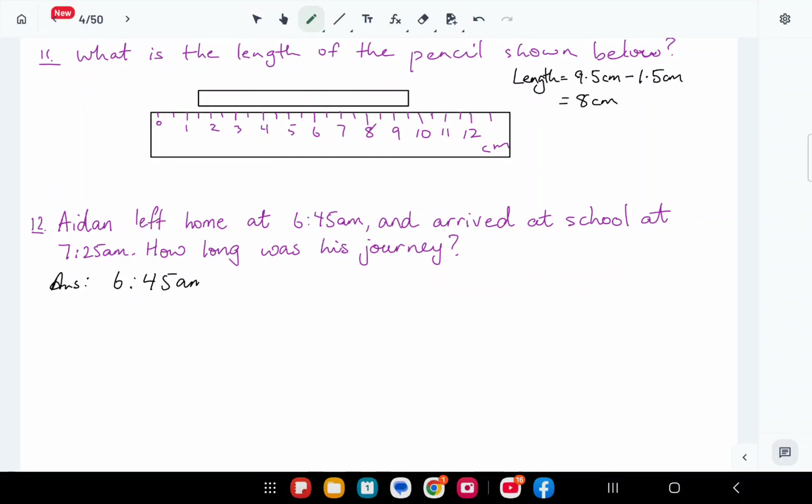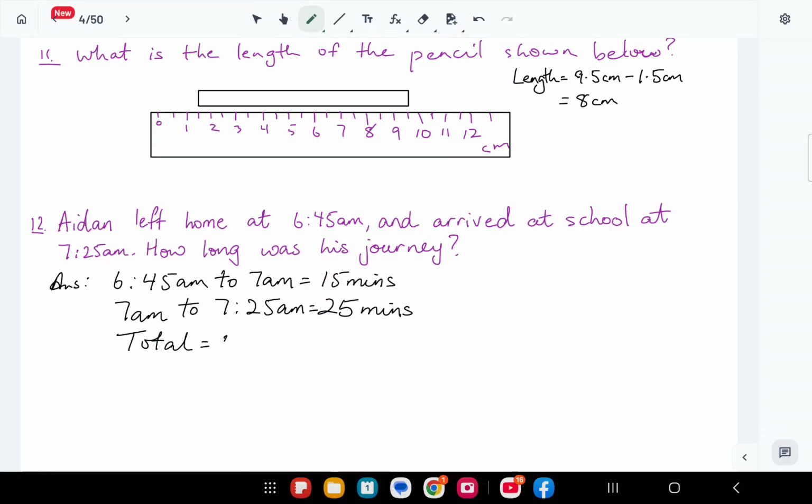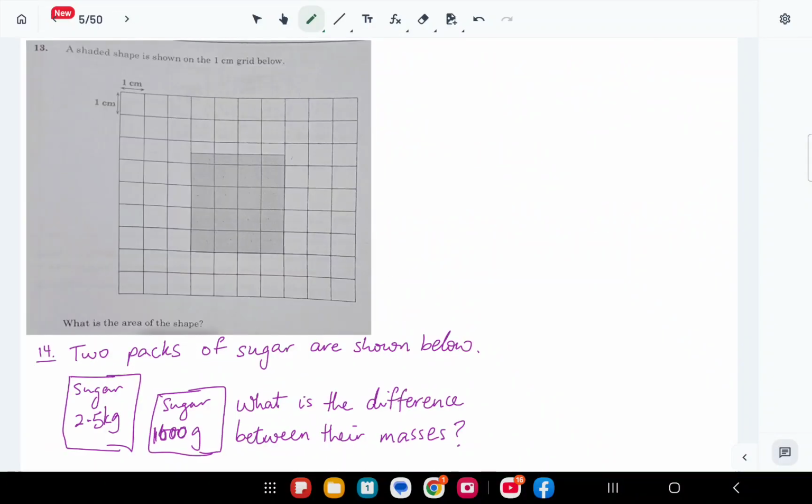6:45 a.m. to 7 a.m., which is the nearest whole hour, would give us 15 minutes. Now we say 7 a.m. to 7:25 a.m., and that is 25 minutes. So the total time will be 15 minutes plus the 25 minutes, and that will give us 40 minutes. Alright, so the total length of time was 40 minutes.